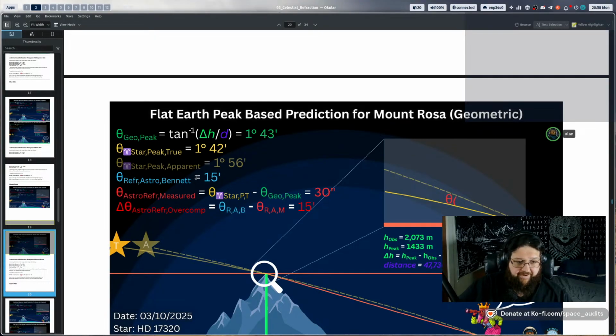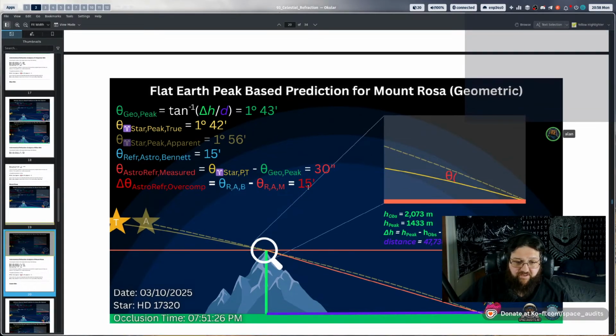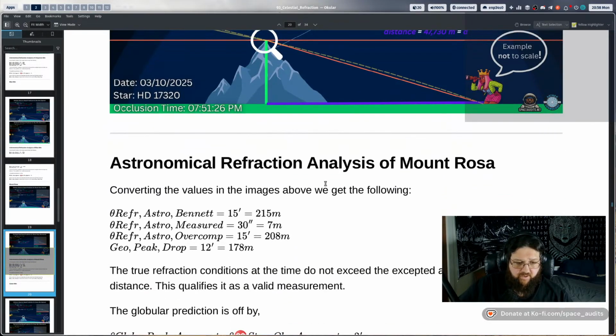So the amount of astronomical refraction prescribed by Bennett is 15 arc minutes. The measured difference was 30 arc seconds. So the compensation was off by 15 arc minutes. They overcompensated by that. When we convert those, when we derive the elevation based off of the occlusion timing and the distance, we're off by 7 meters. The amount of actual refraction was, what do you know, 7 meters.